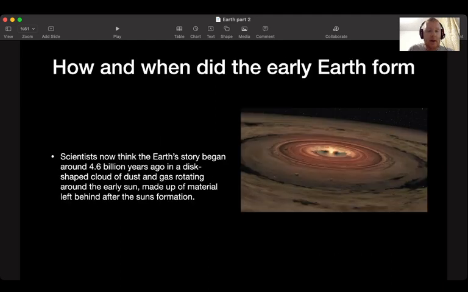So, scientists now think the Earth's story began around 4.6 billion years ago in a disc-shaped cloud of dust and gas rotating around the early sun, made up of material left behind after the sun's formation.